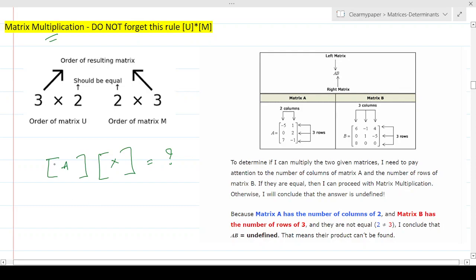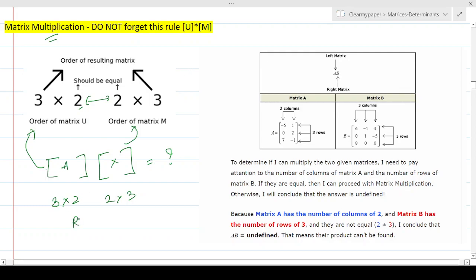The way to check is, whatever matrix is on the left, when you're multiplying two or more matrices and not numbers, you write the order of that matrix. Say in this case the matrix is 3 by 2. Whatever is on the right side, you write that order. Let's say it's 2 by 3. The rule for this matrix multiplication to be possible is that these two numbers, closer to each other, the 2 and 2, should be the same.